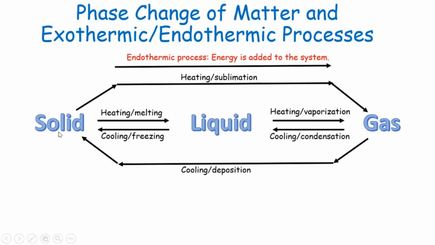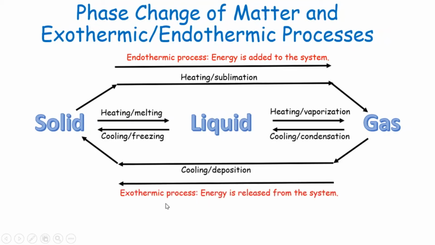And when you pull dry ice out of the bag, it is exposed to room temperature, which is much higher than the temperature where the dry ice is located. Therefore, energy is added, so it becomes gaseous CO2. So this is an endothermic process. Then the reverse process, cooling, is called exothermic.